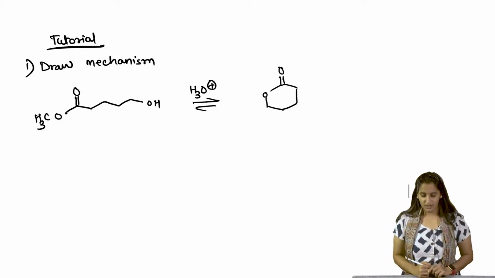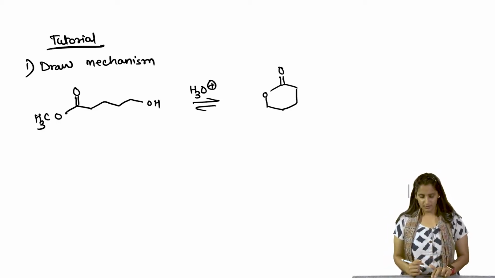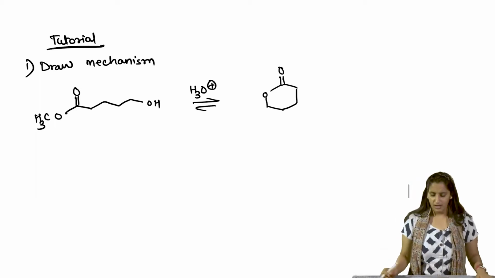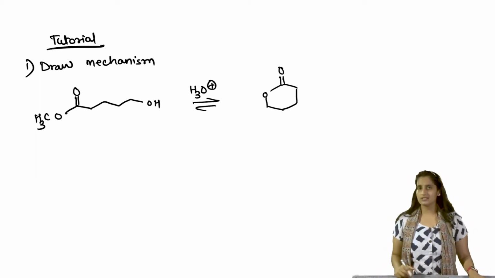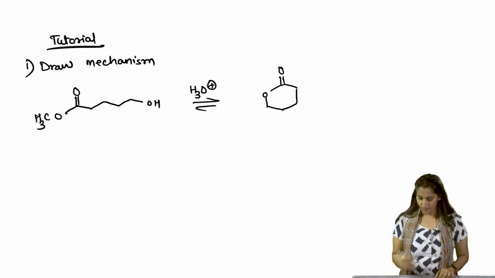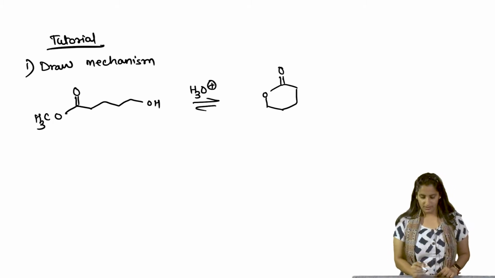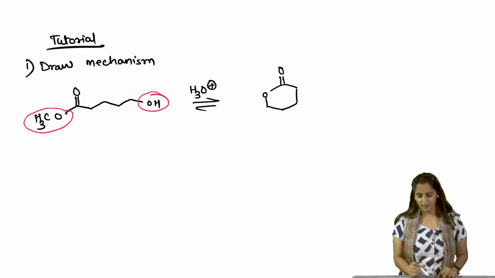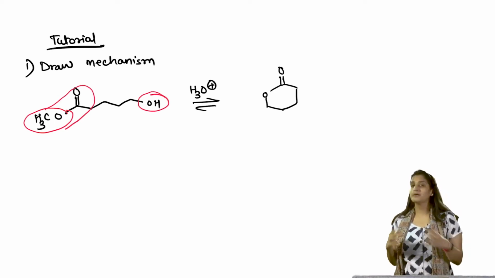Doing this week's tutorial, and the tutorial for this week is based on the carboxylic acids and their derivatives, and there are a few questions from alcohols also, but let us start from question number 1. So, the first question is drawing the mechanism of this particular reaction, and as we can see, we have a starting ester and we have an alcohol group here.